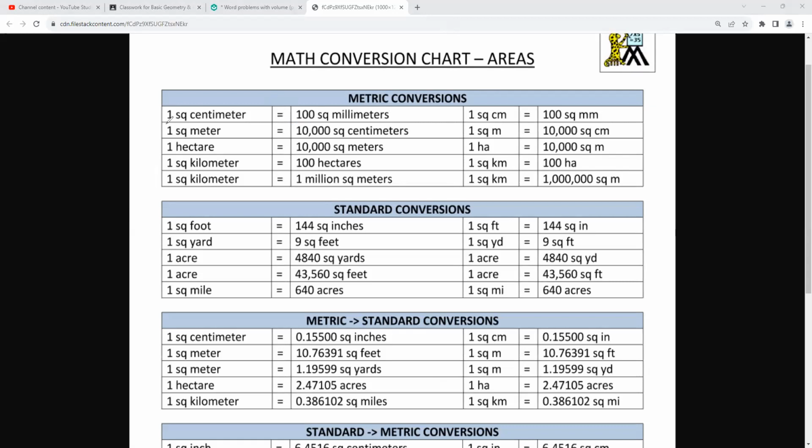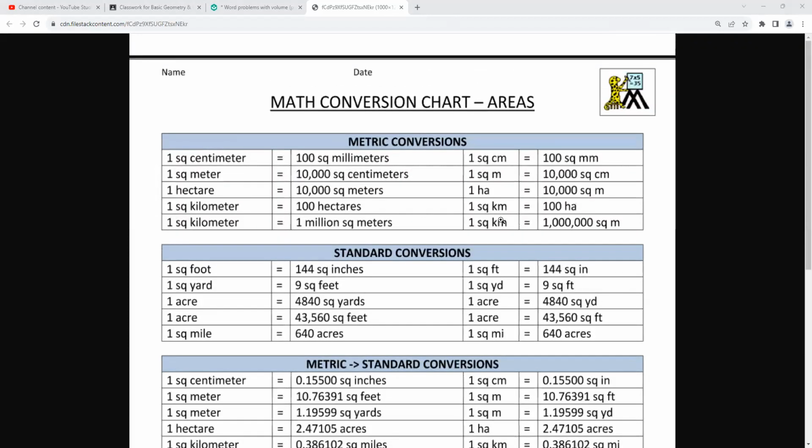If I'm going from centimeters to milliliters, I'm multiplying by 100. But if I'm going from milliliters to centimeters, I'm dividing by 100, right? If I said I have 100 square milliliters, how many centimeters is that? You divide by 100, you get 1. If I said I have 1 centimeter, how many milliliters is that? Multiply by 100. So know when to go back and forth, and you can play around with the conversions.